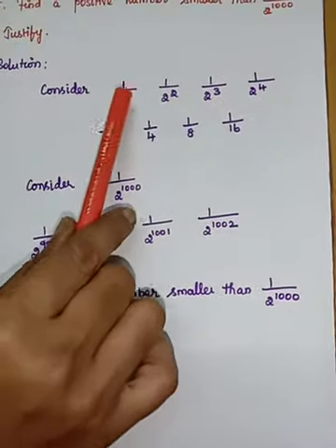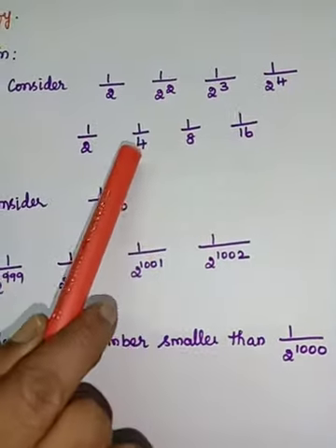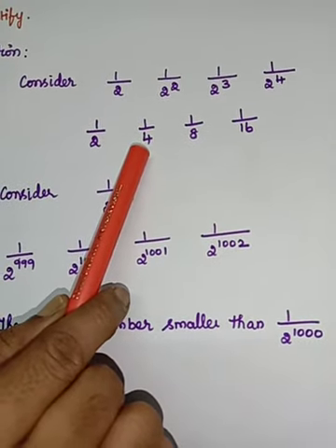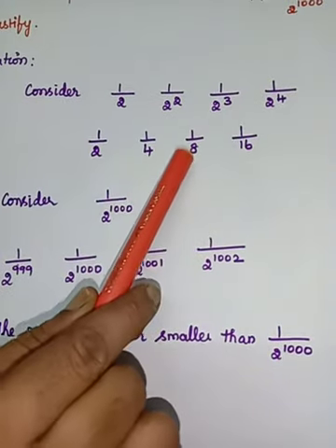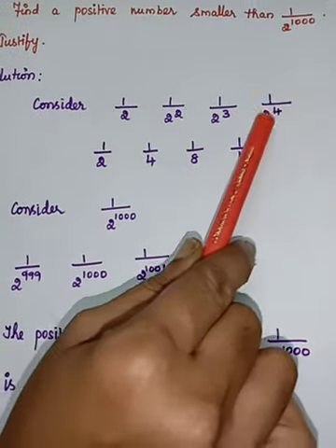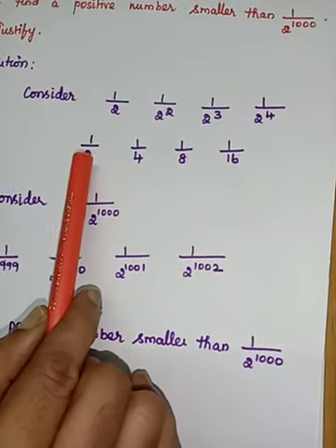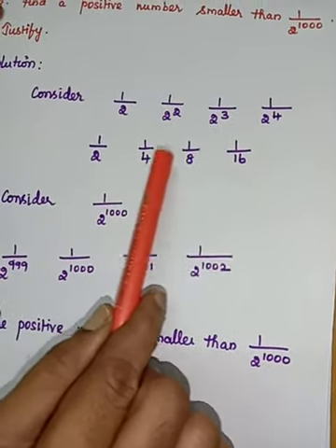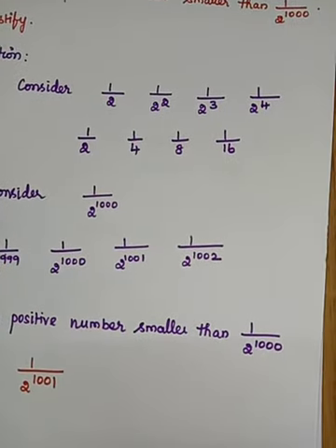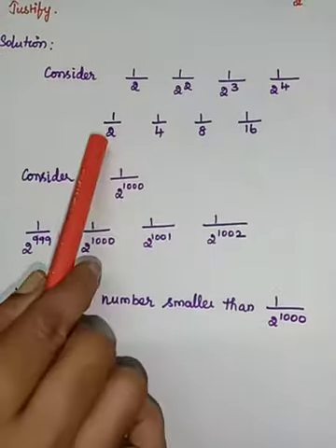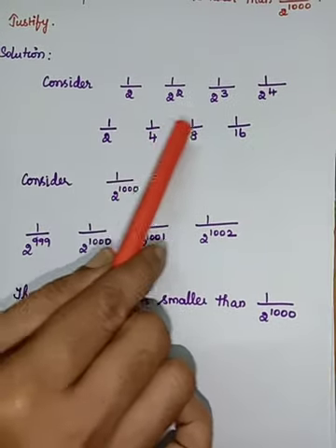You see that 1 by 2 I have written as it is. 1 by 2 squared, so what is 2 squared? It is 4, so 1 by 4. 1 by 2 cube, what is 2 power 3? That is 8. Okay. What is 2 power 4? That is 16. You see that the denominators 2, 4, 8, 16 are going bigger. If the denominator is going bigger, the whole number is smaller.